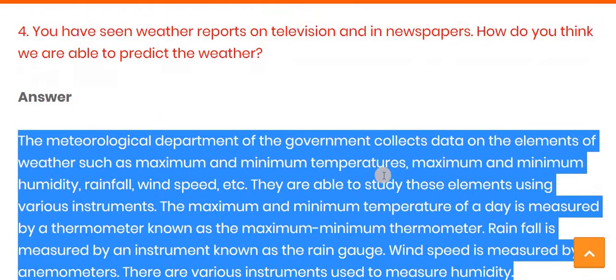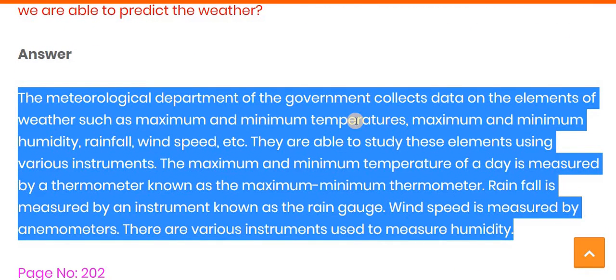So if I ask, you have seen weather reports on television and in newspapers, how do you think we are able to predict the weather? Then the answer is: the meteorological department of a government collects all the data of the elements of weather such as maximum and minimum temperature, maximum and minimum humidity, rainfall, wind speed, etc., and they are able to study these elements using various instruments. The maximum and the minimum temperature of a day is measured by the thermometer. The rainfall is measured by an instrument called the rain gauge, and the wind speed is measured by the anemometer. There are various instruments also to measure the humidity.